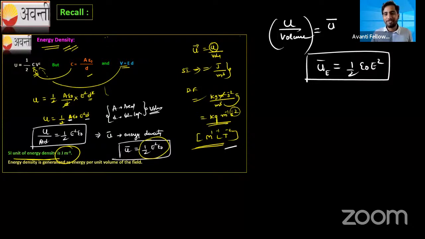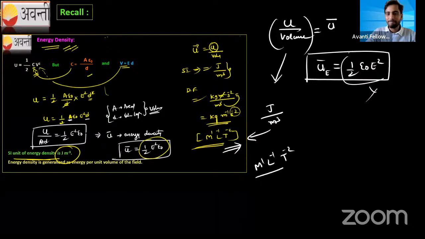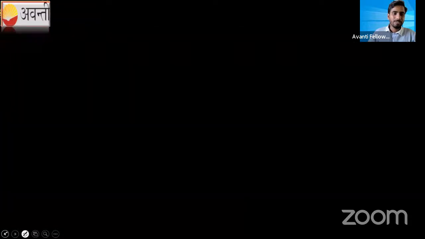And I told you its dimension formula also. While calculating the dimension formula, don't go into this part. Try to calculate using this portion only. What is the SI unit? It is joule per meter cube. And solving the dimensional formula, we will get M to the power of 1, L to the power of -1, T to the power of -2. Done? Excellent.